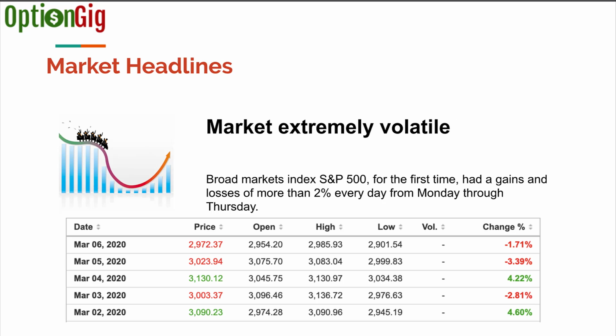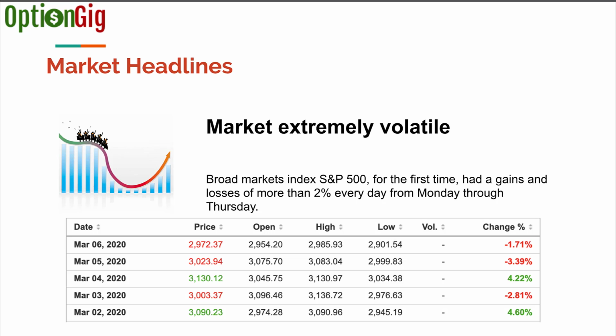Next headline I want to talk about is that markets were extremely volatile. We had some days where the markets were up, some days the markets were down, but if we really look at a week basis, this is the first time that S&P 500 had gains and losses of more than 2% from Monday through Thursday.